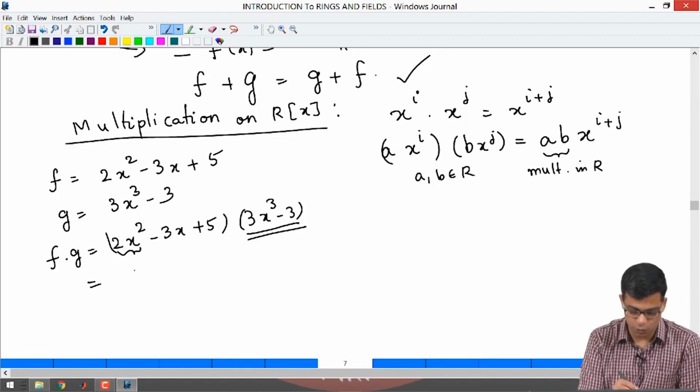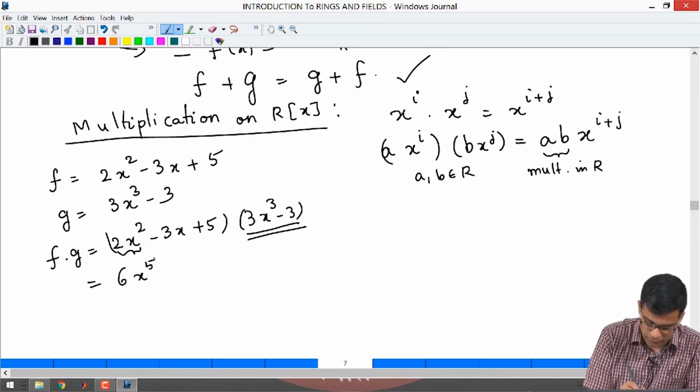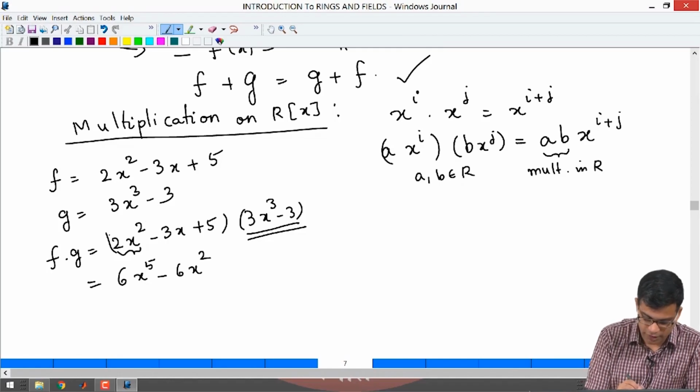2x squared times 3x cubed is, because of the rule that I wrote here, 6x to the power 5. Next I will multiply this with minus 3. So, I get minus 6x squared. So, I have taken care of 2x squared.